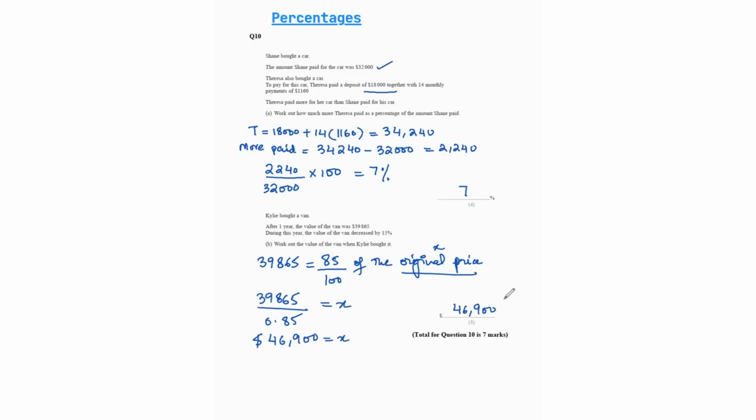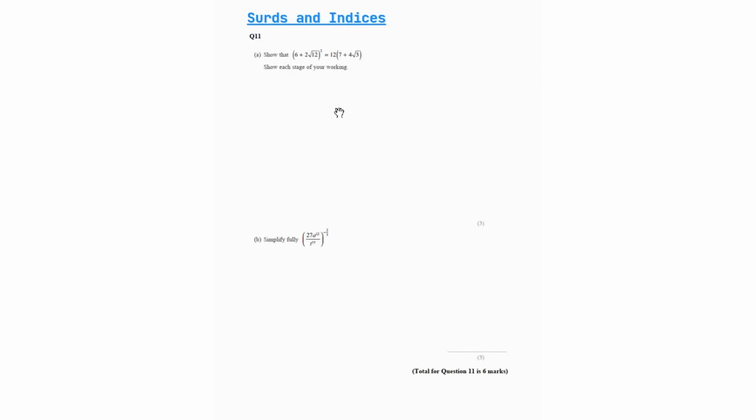That's the original price of the van. Then we have surds. It says show that (6 plus 2 root 12) whole squared is the same as 12 bracket 7 plus 4 root 3. So let's rewrite this as 6 plus 2 root 12 times 6 plus 2 root 12.